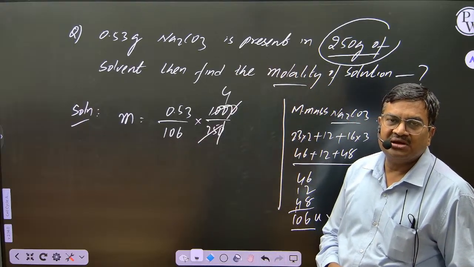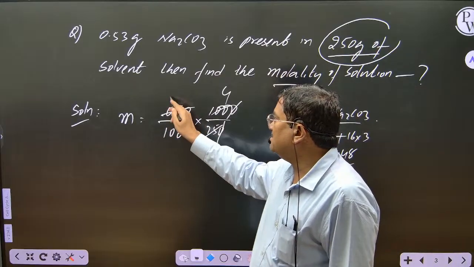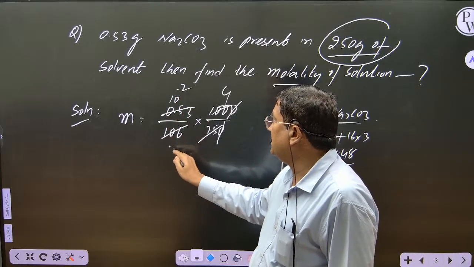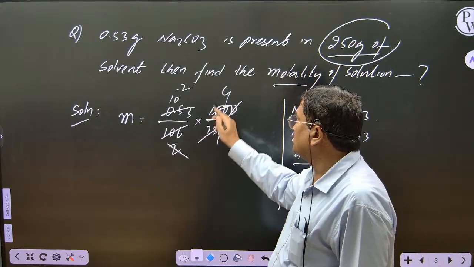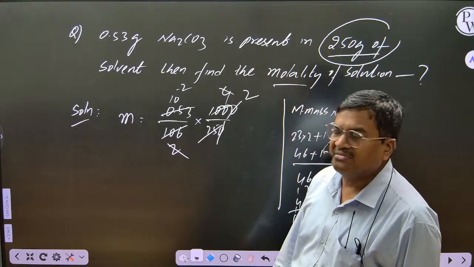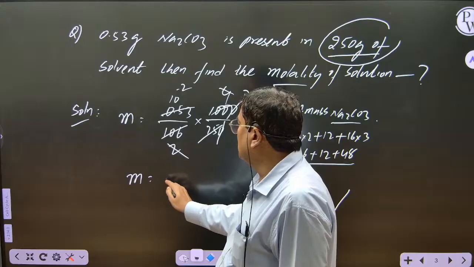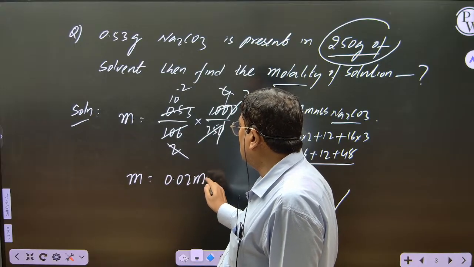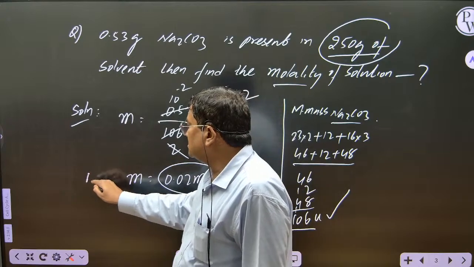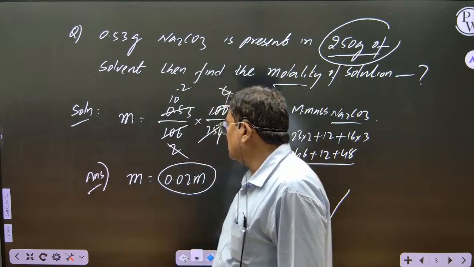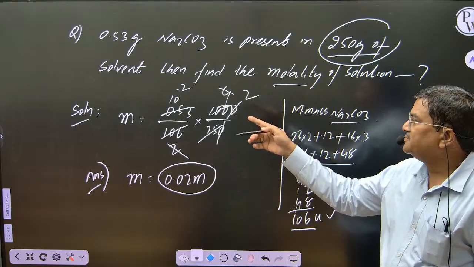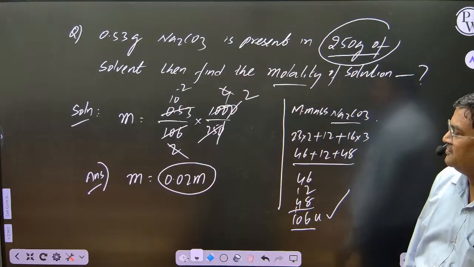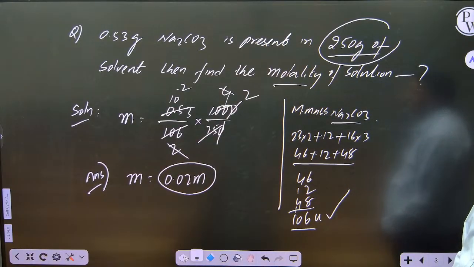53 to 106, but a decimal is there. I am removing the decimal: 10 power minus 2 divided by 2. So this 2 cancels with 4 two times. The final answer comes to 2 into 10 power minus 2, which I can write as 0.02 molal. So the molality of the solution will be 0.02 molal. Understood? Simple. Mass of solute given, weight of solvent given, you have to find molality. Copy it and check whether the answer is the same, 0.02, or not.